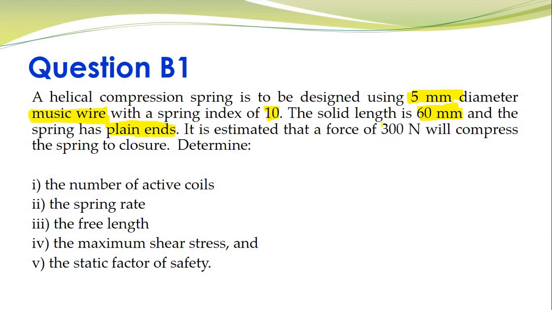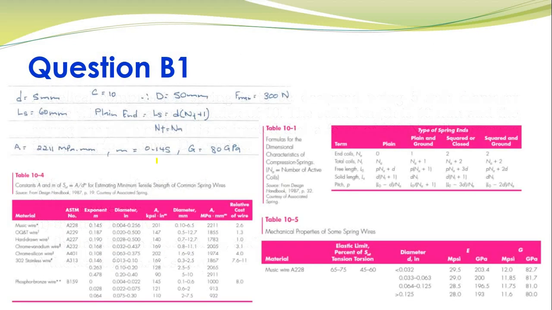It is estimated that a force of 300 Newton causes the spring to compress to closure. So that means this 300 Newton is the maximum force that is required to fully compress the spring to its solid length. So solid length is given, the maximum force that we're looking at is given. So now let's start solving this problem.